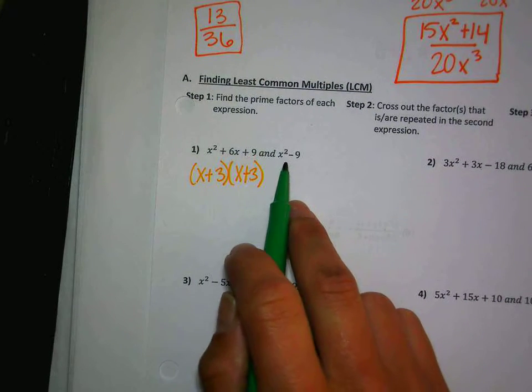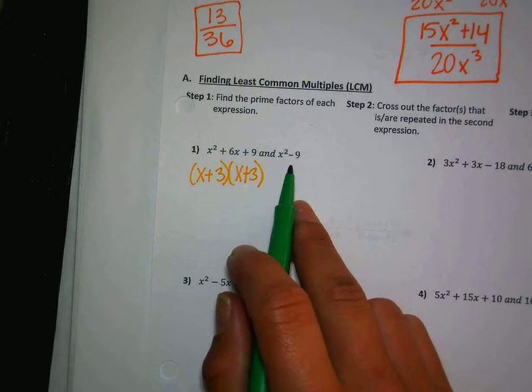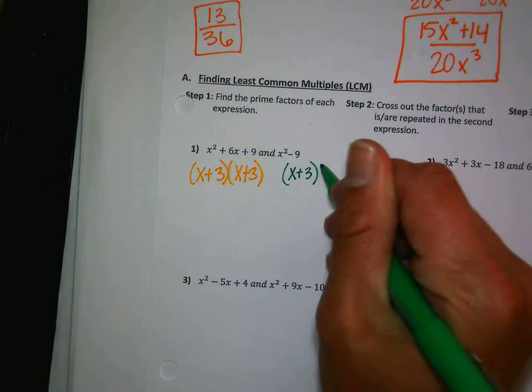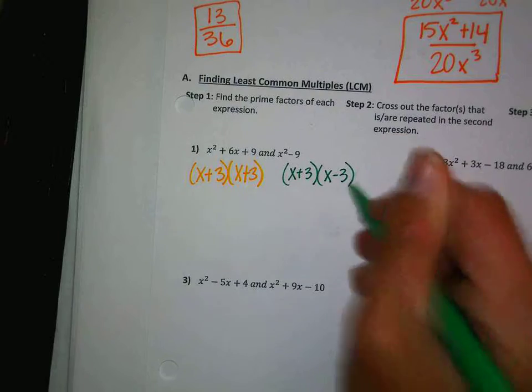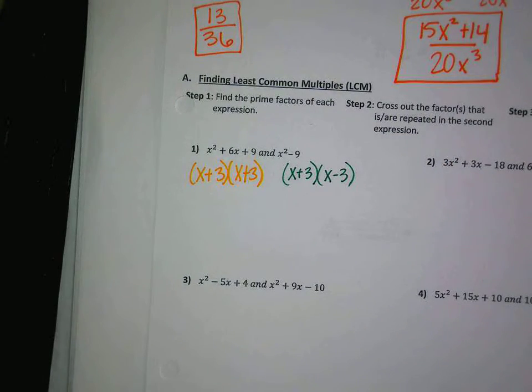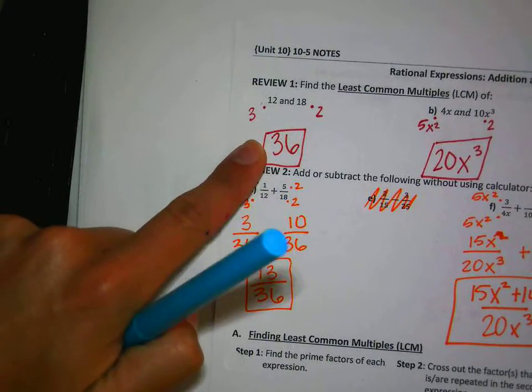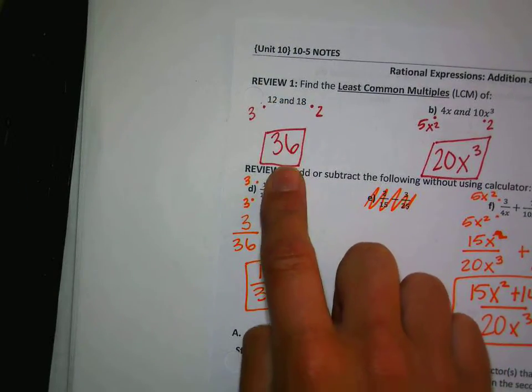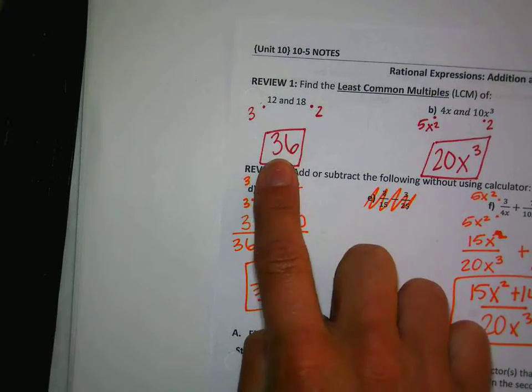All right, for the other polynomial, how do you factor x squared minus 9? X plus 3, x minus 3. And remember, just like we did up here on the top, we are trying to multiply them by something to get them to be the same. 3 times 12 is 36. 18 times 2 is 36.